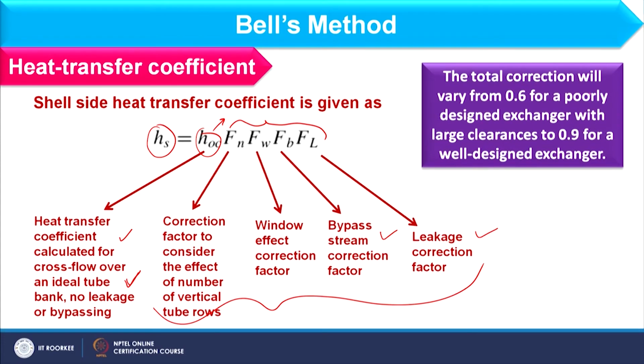So, total correction, meaning the multiplication of Fn to Fl, will vary from 0.6 for a poorly designed exchanger with large clearance to 0.9 for a well designed exchanger. Okay. So, in this way we have to consider all factors along with HOC. So, let us start the calculation of HOC, that is ideal cross flow coefficient.